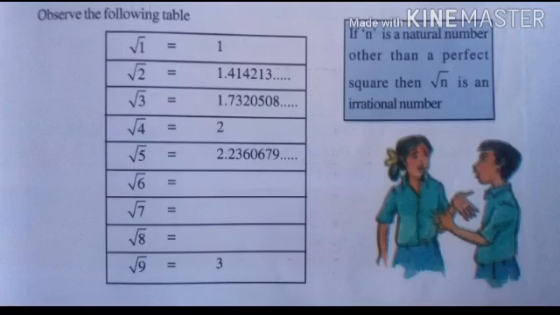Observe the following table. Root 1 is equal to 1. Root 2 is equal to 1.414213 and so on. Root 3 is equal to 1.732050 and so on. Root 4 is equal to 2, etc. If n is a natural number other than a perfect square, then root n is an irrational number.